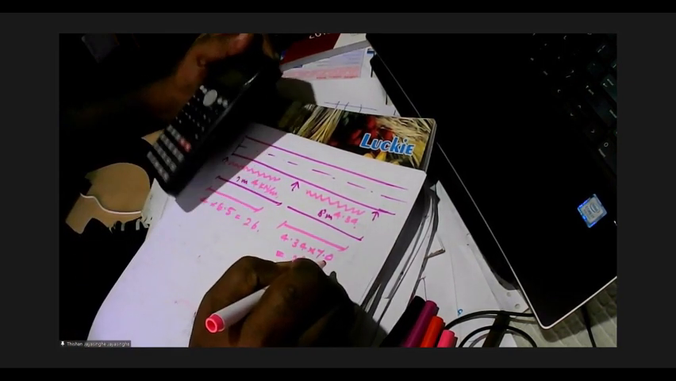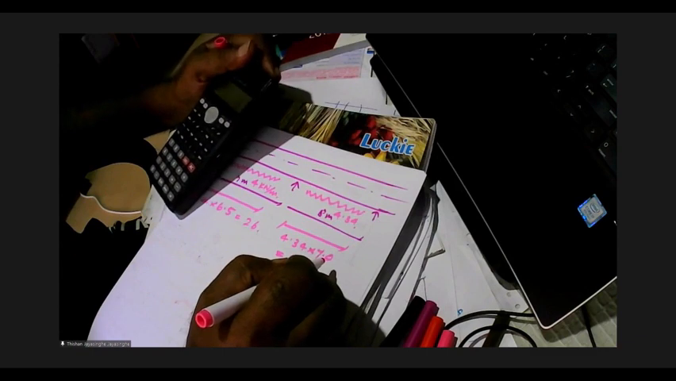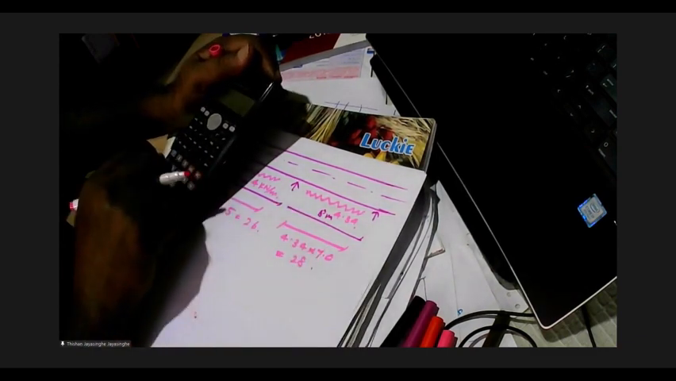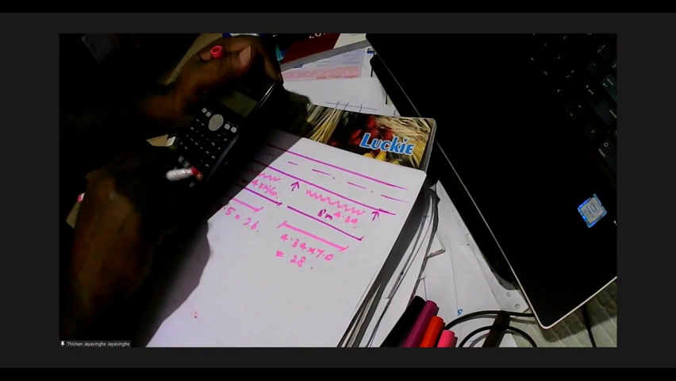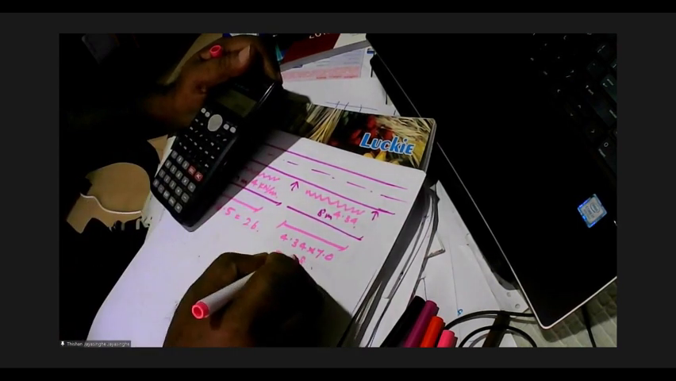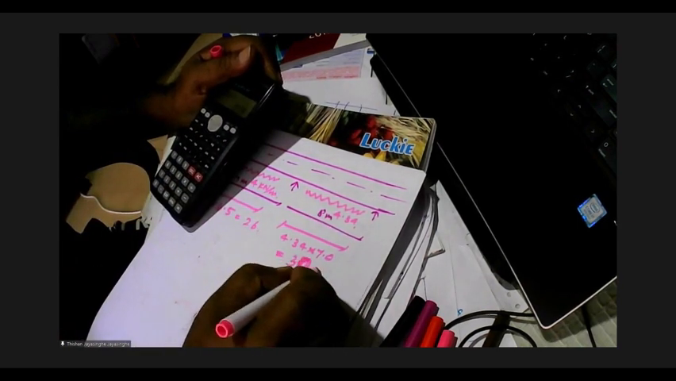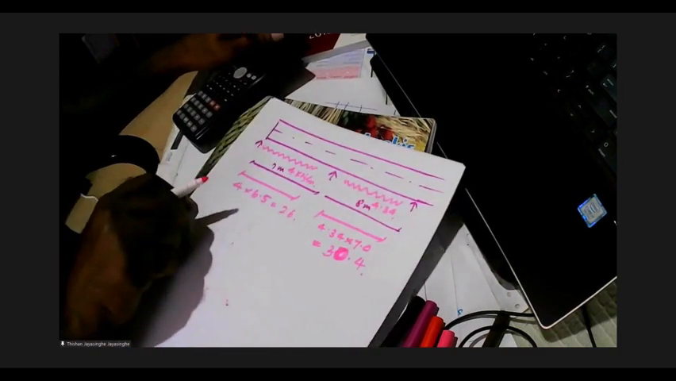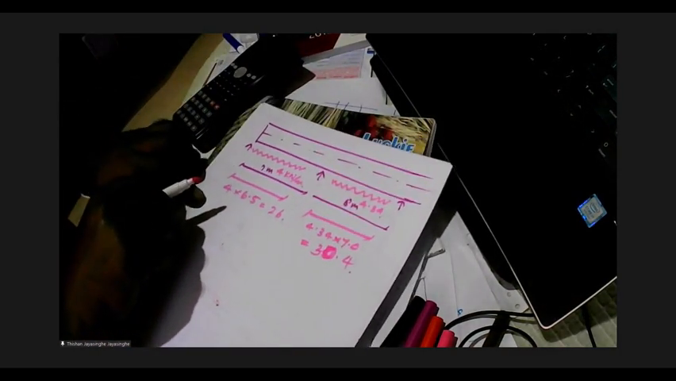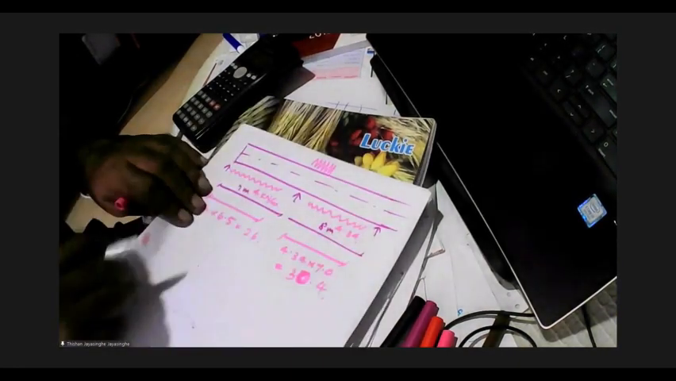28. Four point 34 into 7, 30.4. So what is the idea? You have to dump all this force over this distance.